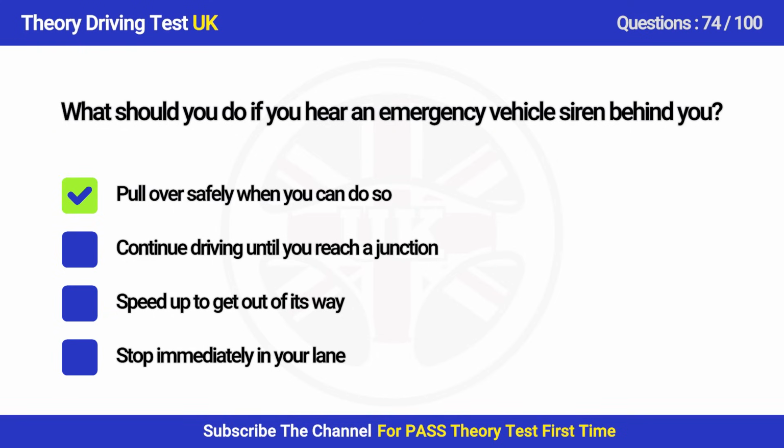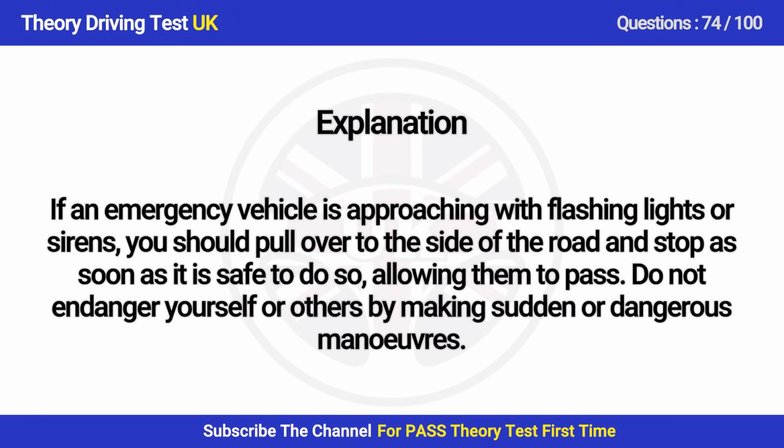Answer is A. Pull over safely when you can do so. If an emergency vehicle is approaching with flashing lights or sirens, you should pull over to the side of the road and stop as soon as it is safe to do so, allowing them to pass. Do not endanger yourself or others by making sudden or dangerous maneuvers.